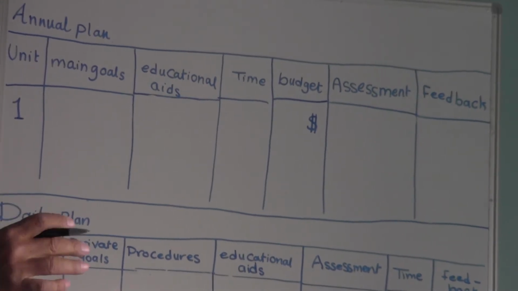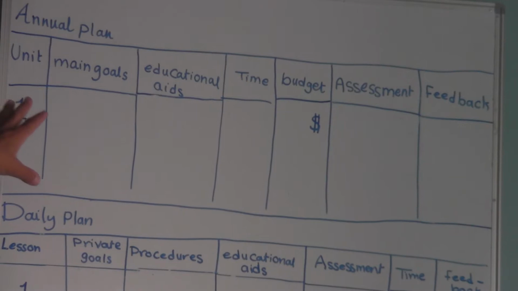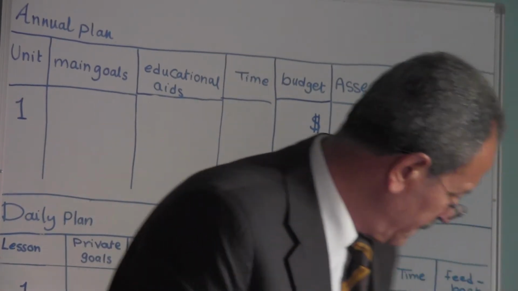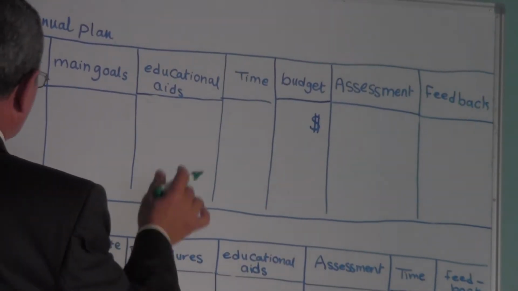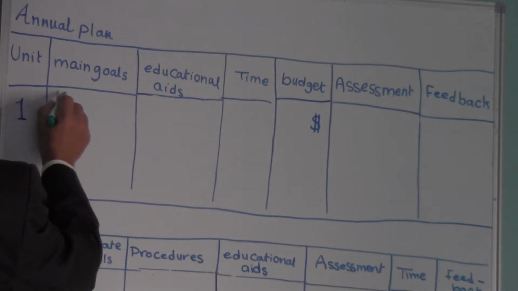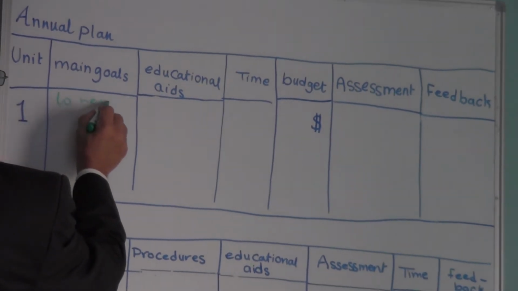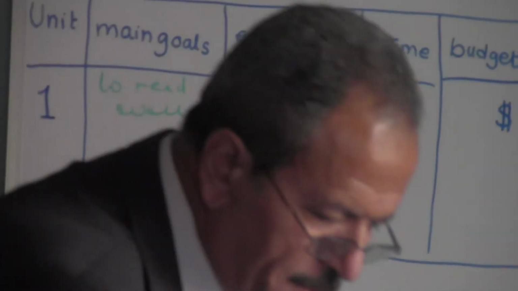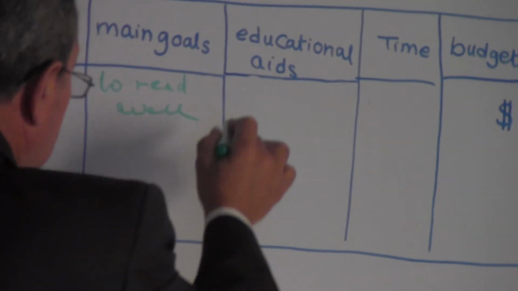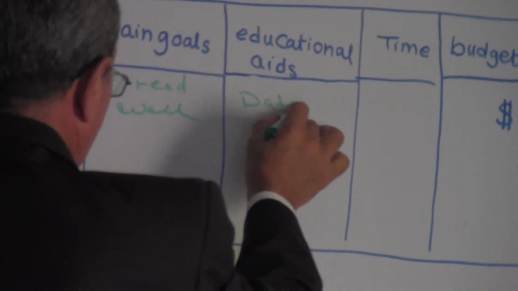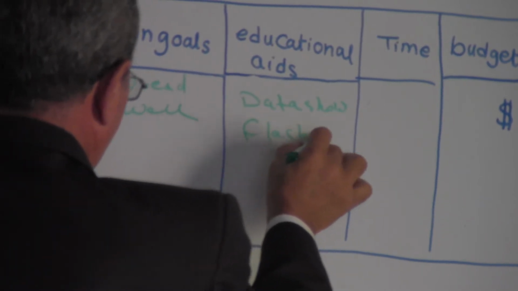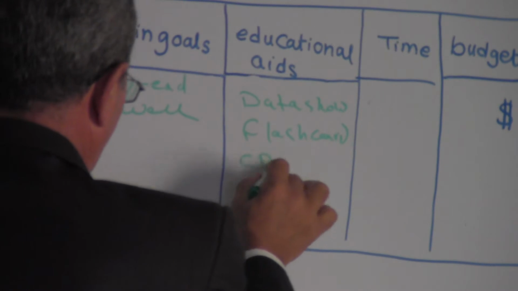We are going now to do a frame. Main goals: to read well. Educational aids: data show, flashcards, CD player.